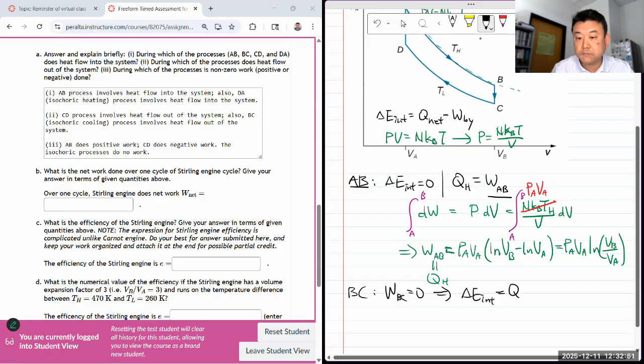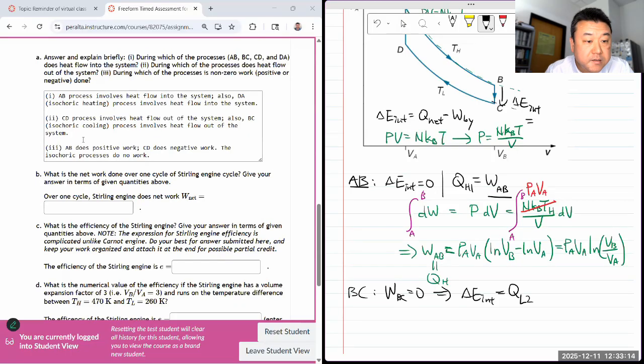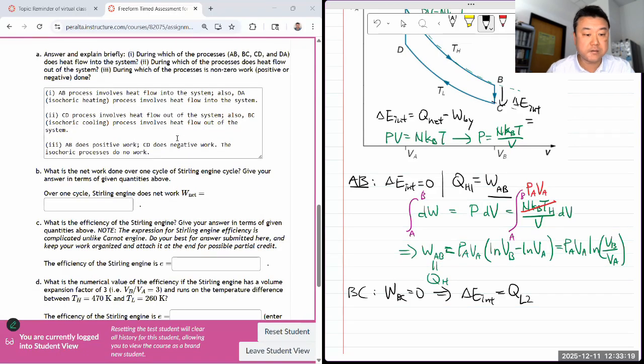transfer. It's QH1. I guess I'll call this Q low 2 because it's going to be one of the waste heats. And the change of internal energy, you're going from one isotherm to the other isotherm. So is it a monatomic or diatomic gas? Does it tell you? Ideal diatomic gas. So this factor you kind of just have to remember. For a diatomic gas, it's the 5 halves and KB delta T.